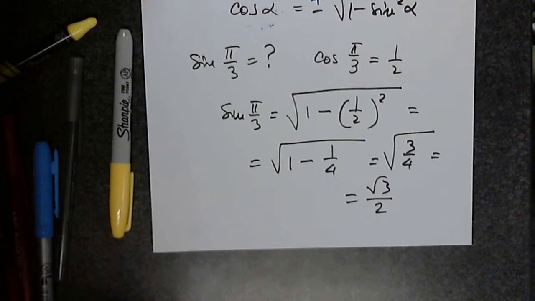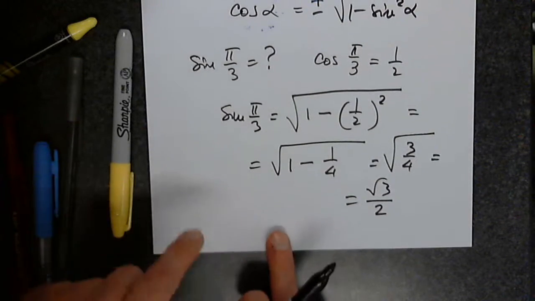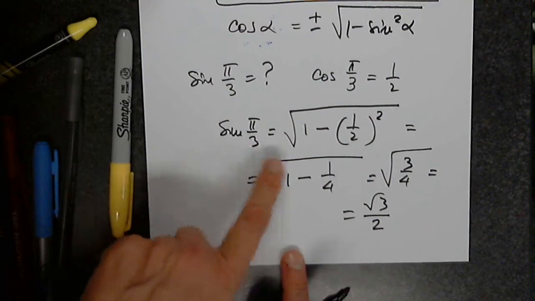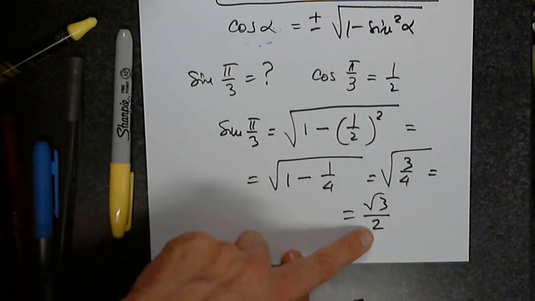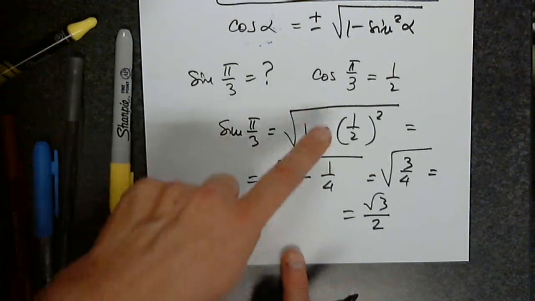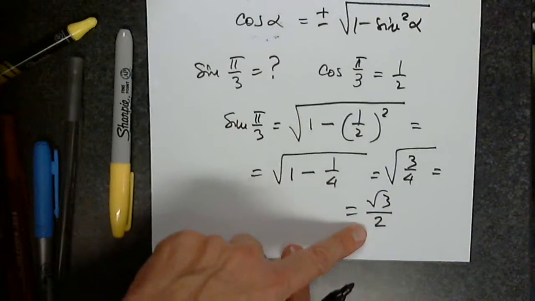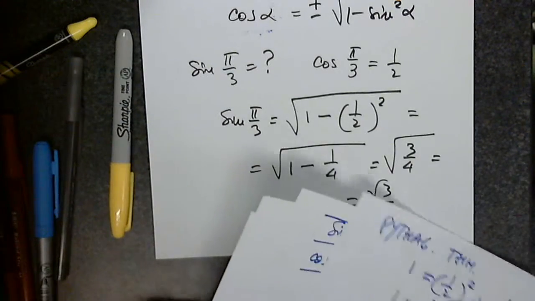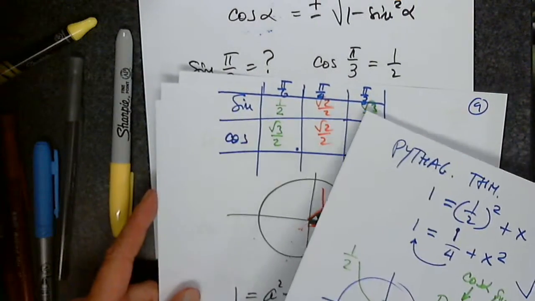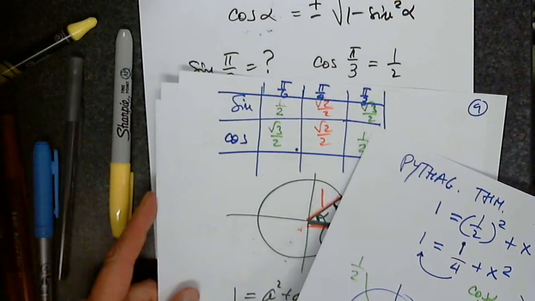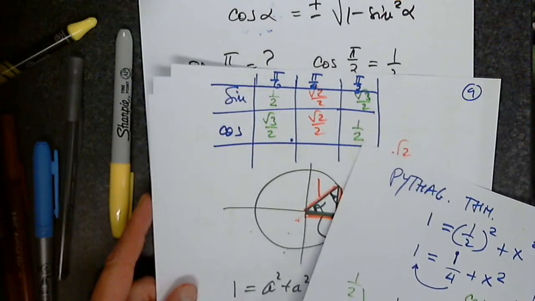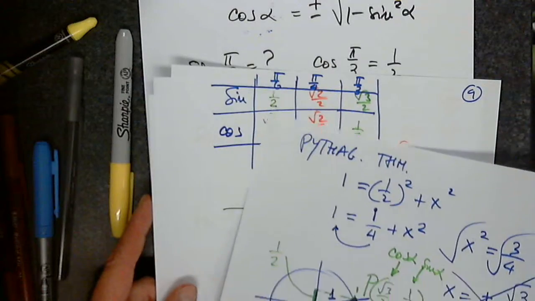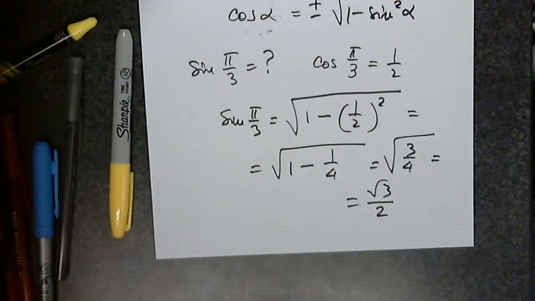Sine of pi over 3 is the square root of 3 over 2. Cosine is 1/2. If cosine is 1/2, then sine is the square root of 3 over 2, as we knew from our little chart a few minutes ago. Where is my chart? I lost my chart. So sine for the last angle is the square root of 3 over 2. Cosine for the last angle is 1/2, reversed from the first one. Any questions?